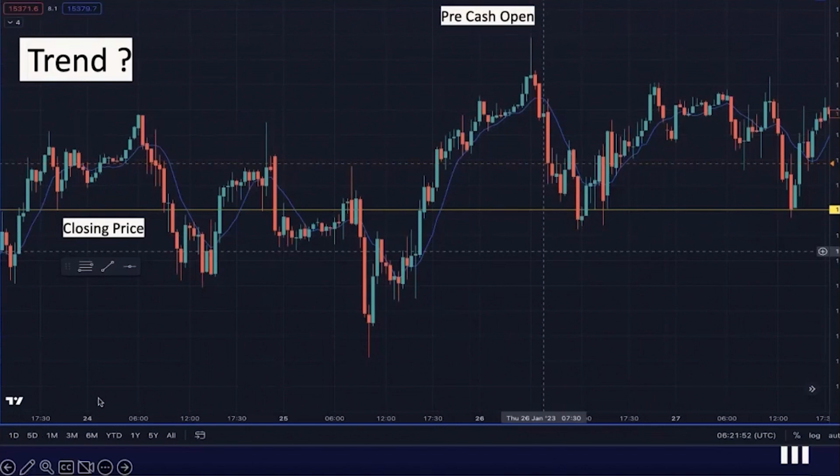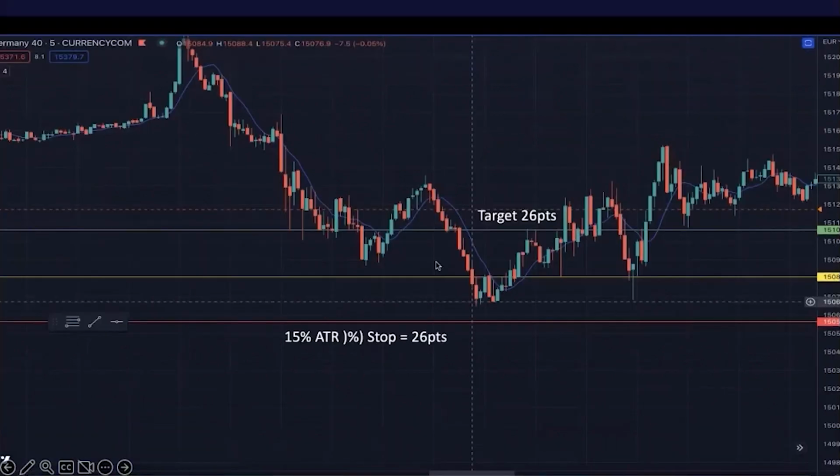So let's have a look at the example of this. So here, over here is the open. Market moves down towards the gap, moves right into that closing price on the yellow line here. We blind buy this, by the way, guys. We just get into the trade, and we're going to have a 15% ATR stop. In this example, it was 26 points. So the market moves down, and then we're going to target 26 points, and the market moves up here.